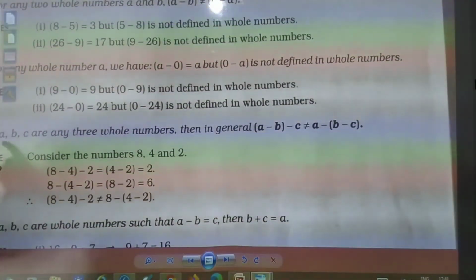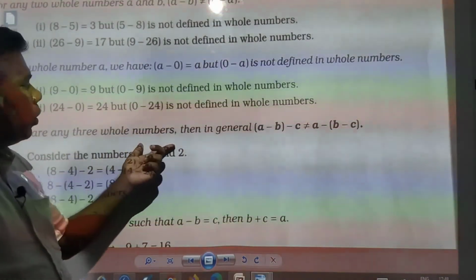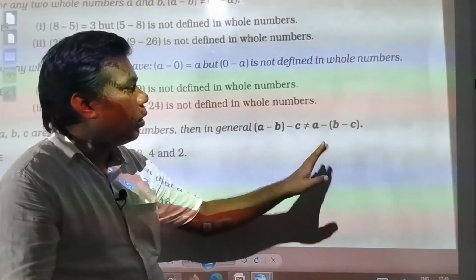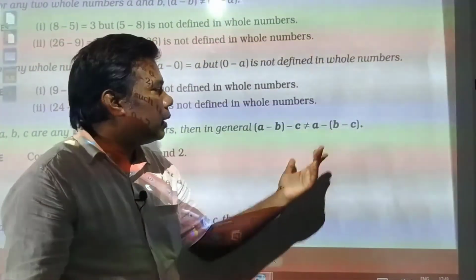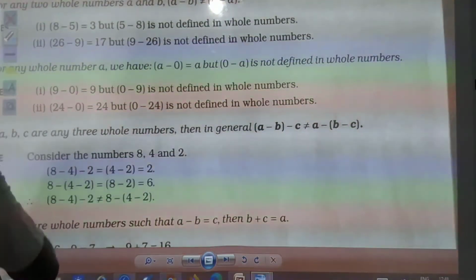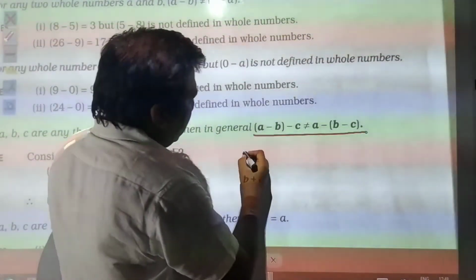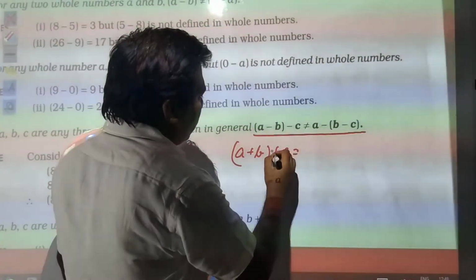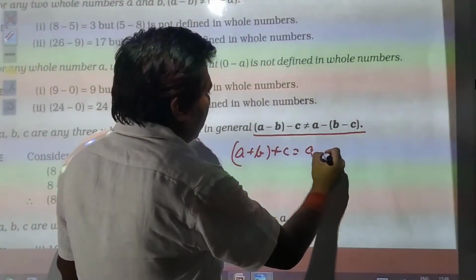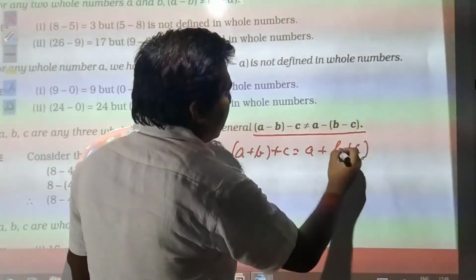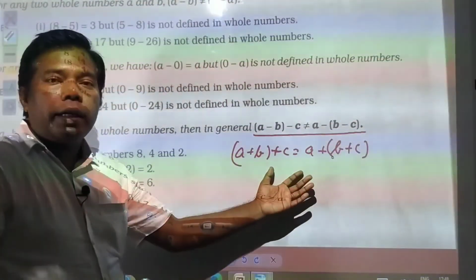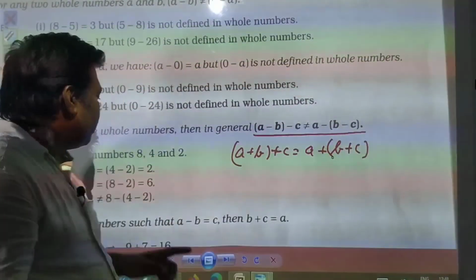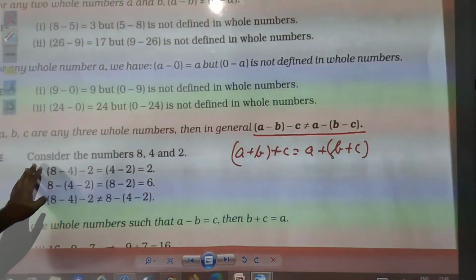Then you have, if A, B, C are any three whole numbers, then in general, (A minus B) minus C is not equal to A minus (B minus C). Means what? Associative property we had in addition. We had (A plus B) plus C is equal to A plus (B plus C). That was possible in addition, but in subtraction that is not possible. That will not be equal. Here you see some examples are there.